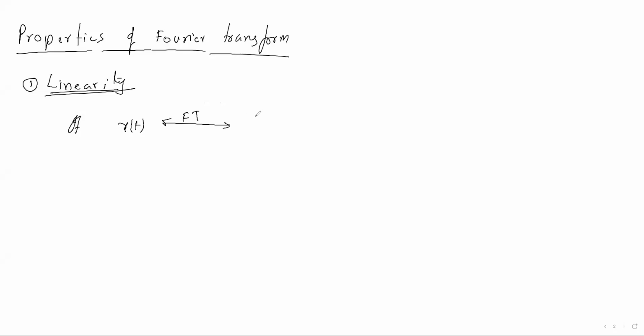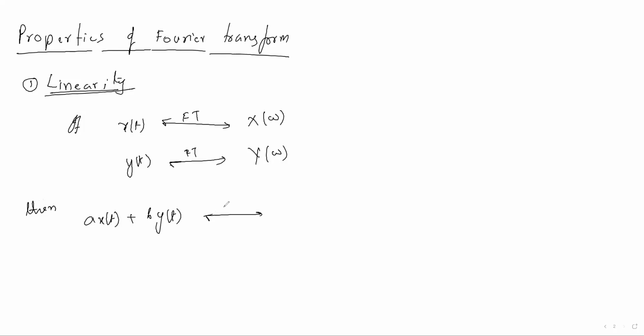If the Fourier transform of x of t is X of omega and the Fourier transform of y of t is Y of omega, then the linearity property says that the Fourier transform of a x of t plus b y of t is a X of omega plus b Y of omega.